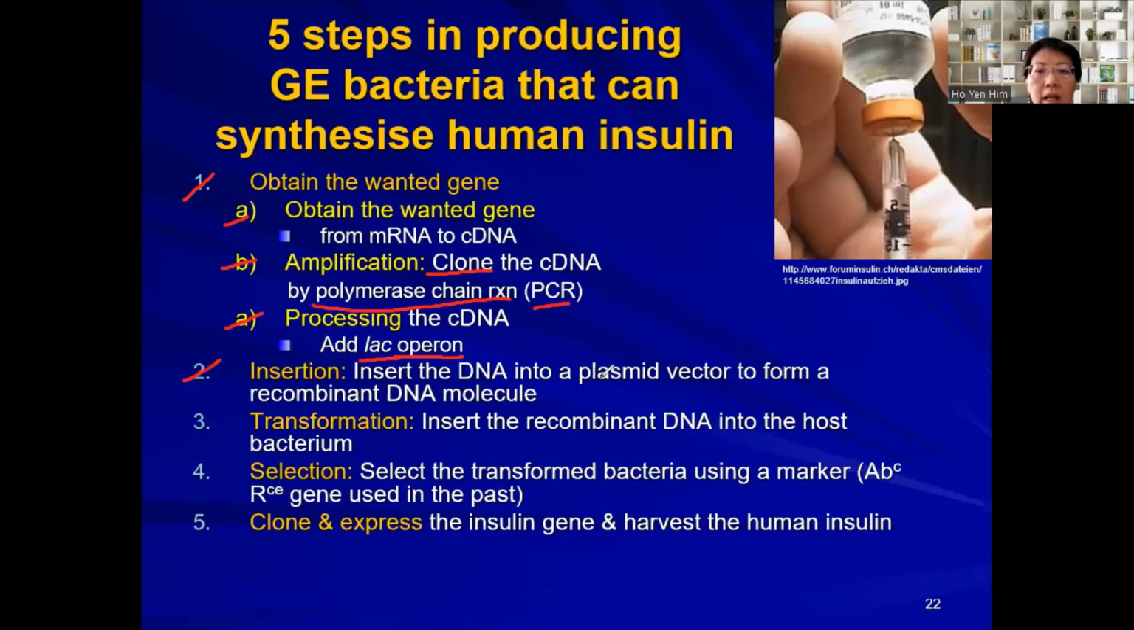Then you insert the DNA into the plasmid vector to form a recombinant DNA molecule. Then transformation means you insert the recombinant DNA into the bacteria. Then you select the bacteria that have been transformed using a marker gene. Antibiotic resistance gene has been used in the past, but now we do not use antibiotic resistance genes anymore. Then after you select transformed bacteria, you clone and express the insulin gene in this bacteria, and then you go and harvest the human insulin.